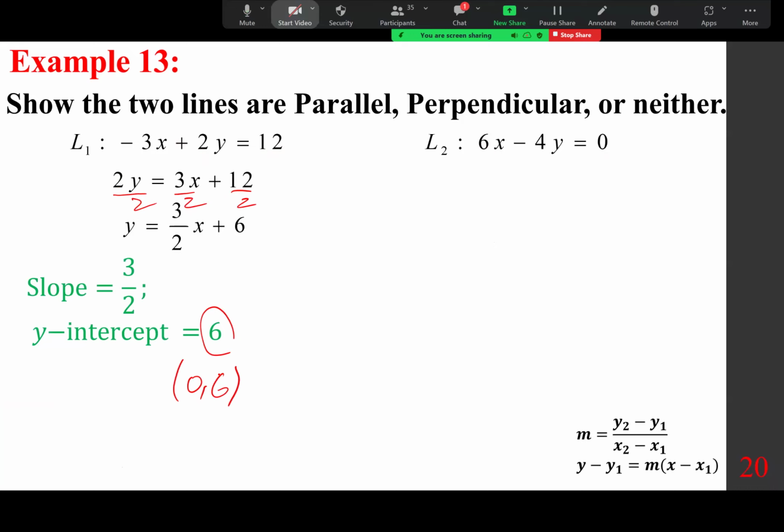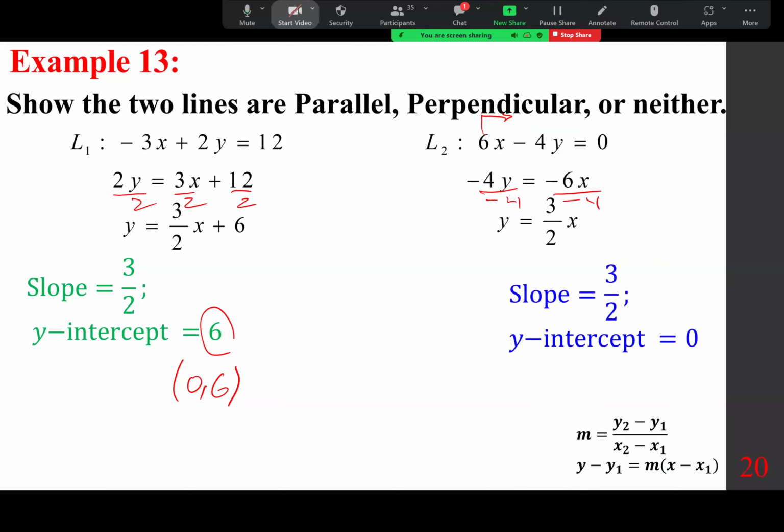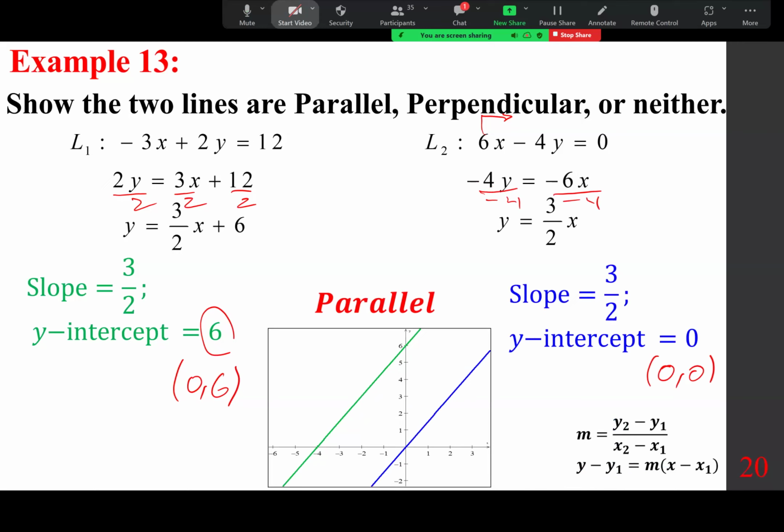For the second line, we do the same thing. We move this one. We divide both sides by negative 4. And x becomes 3/2. The slope is the same thing, 3/2. The y-intercept is 0, 0, which says the two lines are parallel because the slopes are identical. And you can graph them. I'm going to assume everybody knows how to graph them. You have those pairs, you can pick another pair easily.